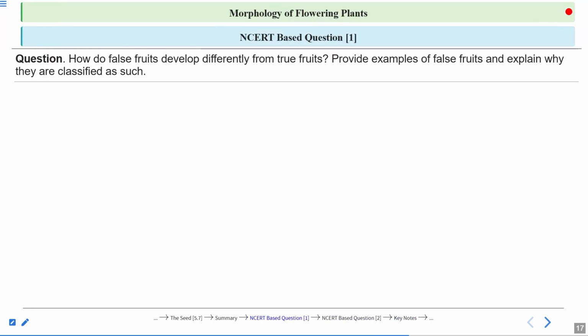Now we have one NCERT based question here. How do false fruits develop differently from true fruits? Provide examples of false fruits and explain why they are classified as such. Very important question, right? Let us see the answer to this.